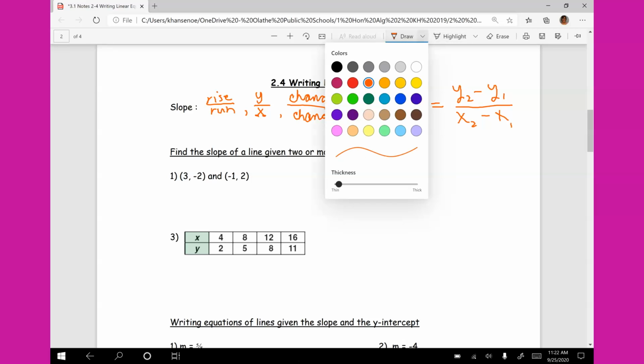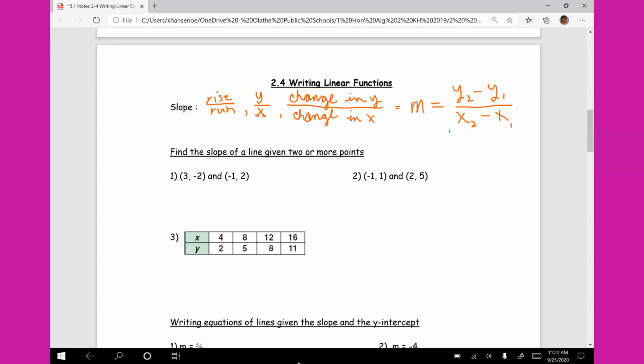So we're going to look at a couple problems here. I just want you to find the slope. So remember, this is your x, your y, your y. So I have slope equals y2 is 2 minus a negative 2 over negative 1 minus 3. A negative and a negative is a positive, so I have 4 over negative 4, which my slope is negative 1. I'm not going to do another one.